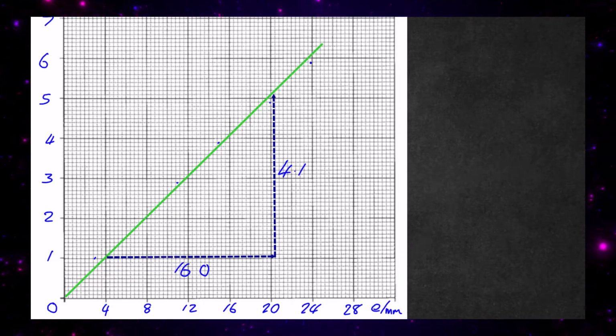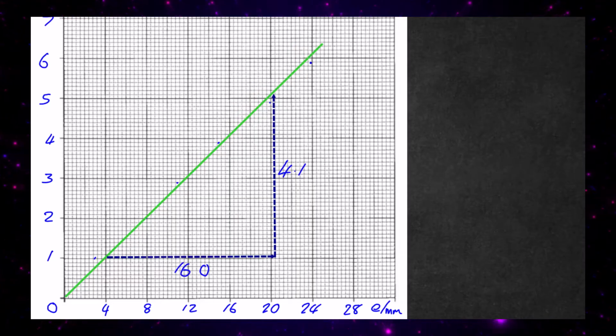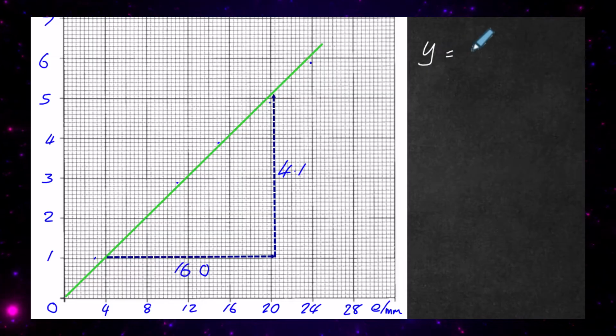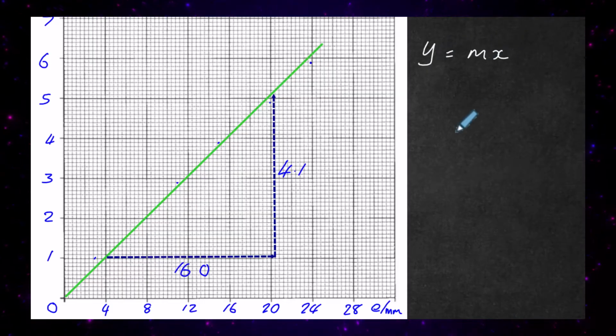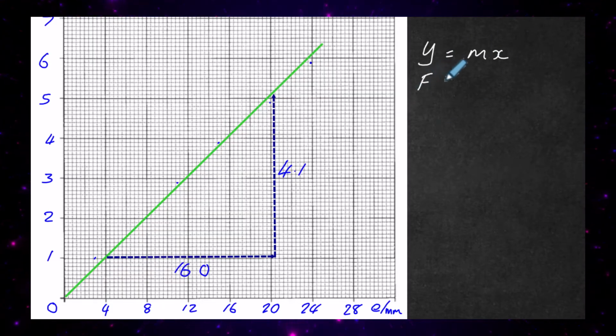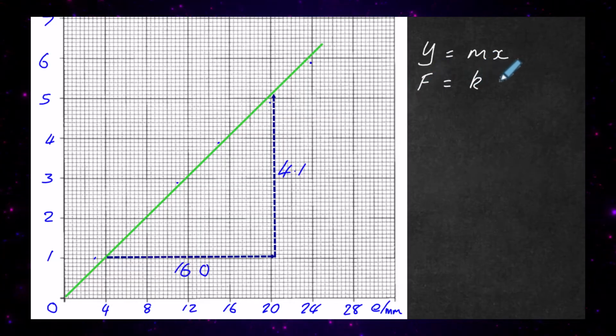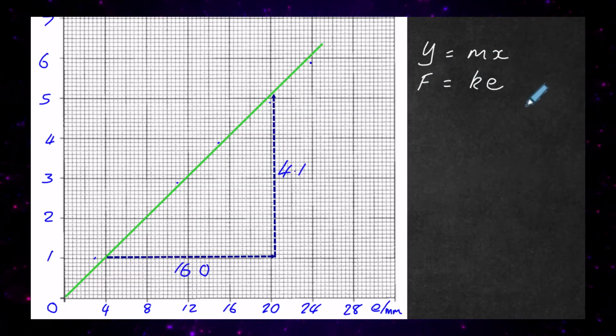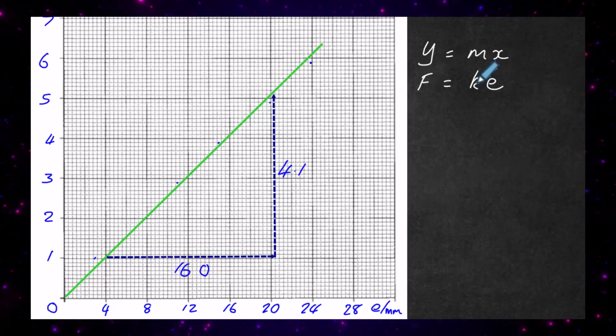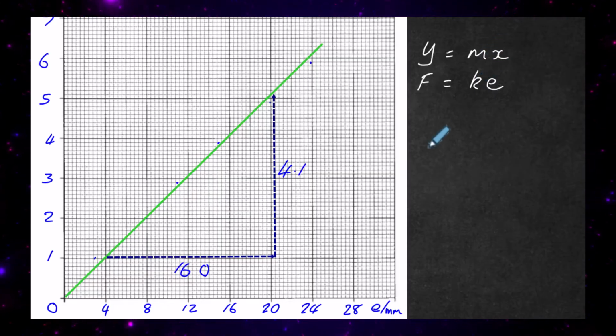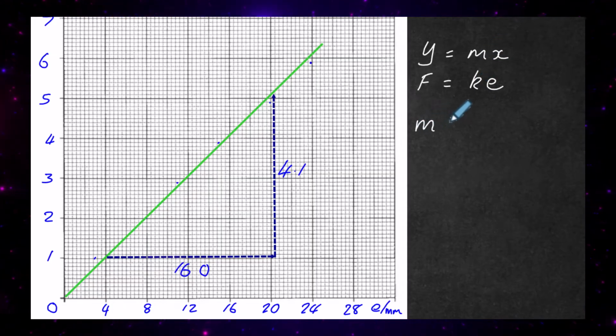So to measure the gradient of that graph, just go back to the theory again. We're always told that y equals mx for a straight line through the origin, and we've been given an equation F equals k times extension e in metres. So you can see that the k value will in fact be the gradient. So we work out the gradient of that graph, we'll get the k value.